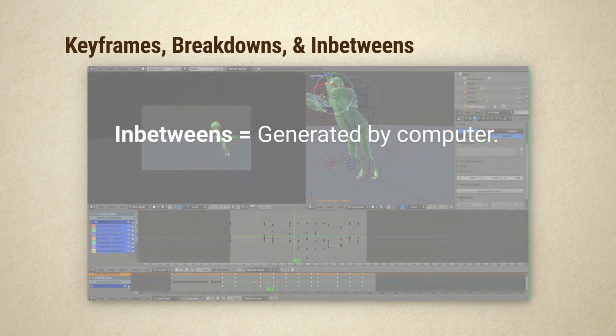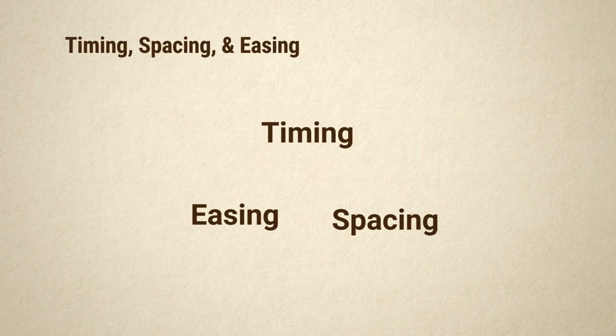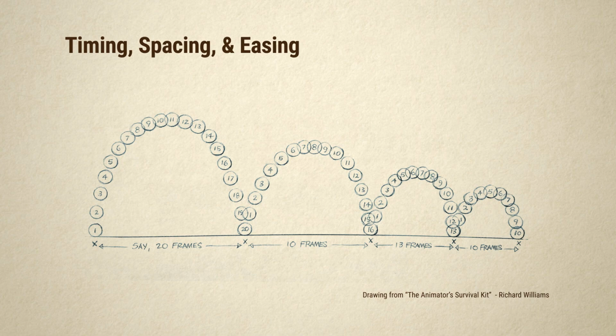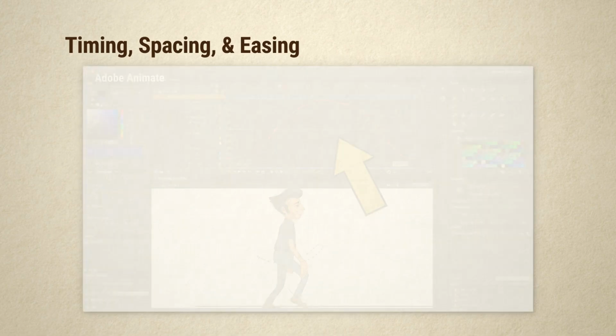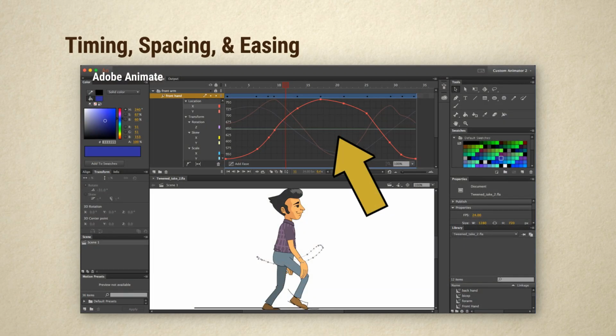Timing, spacing, and easing are closely related terms. Timing means the total number of frames that will be used for a movement. Spacing is the amount of change that comes between each frame. Decreasing spacing makes an object slower, and increasing spacing makes it look faster. And in digital animation, easing is how spacing is controlled, usually through a motion graph on the timeline. More on all these later.